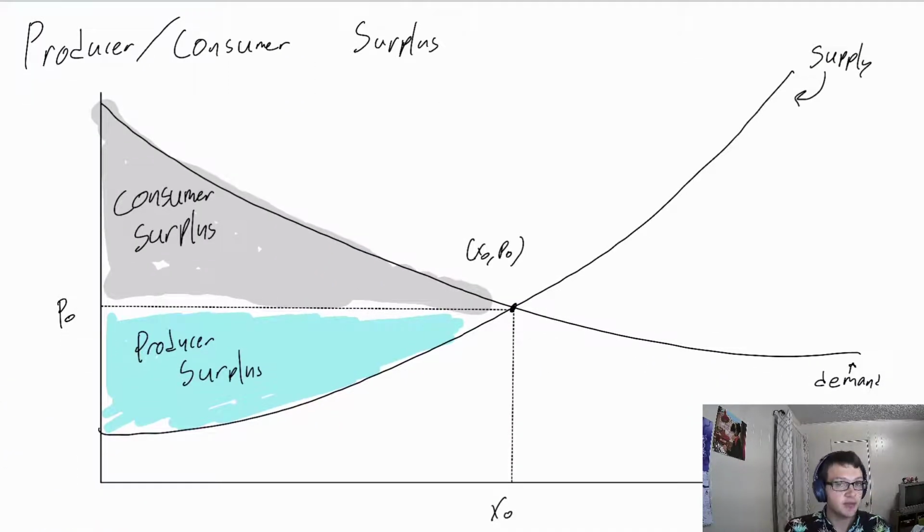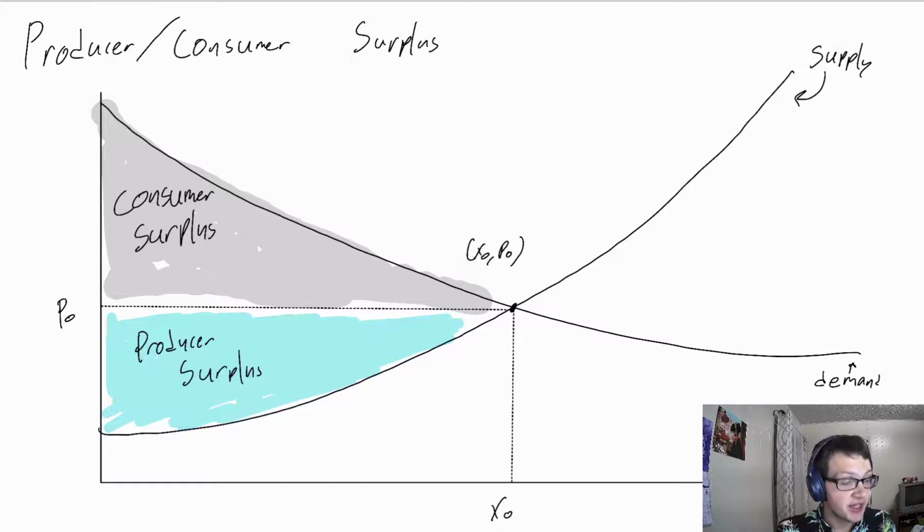Finding area bounded between curves can be really helpful in business because it helps us compute producer and consumer surplus. So if we look at this graph here of a supply and a demand curve, they have this point of equilibrium, point of intersection, equilibrium point, x naught comma p naught. These are kind of special when it comes to supply and demand curves. This area here in gray is called the consumer surplus, and this area here in blue is called the producer surplus.